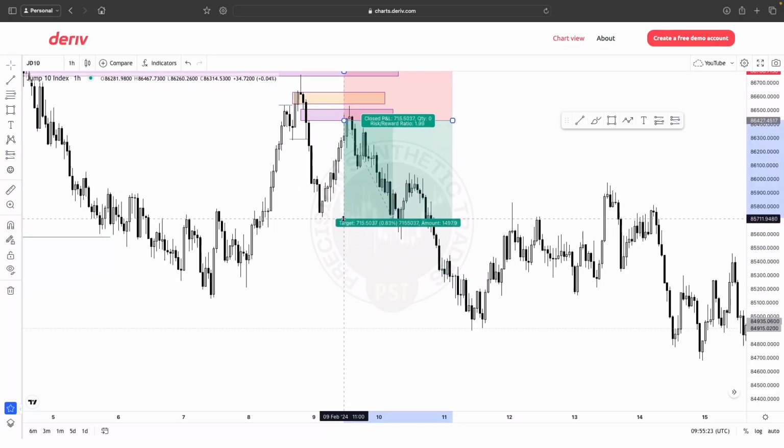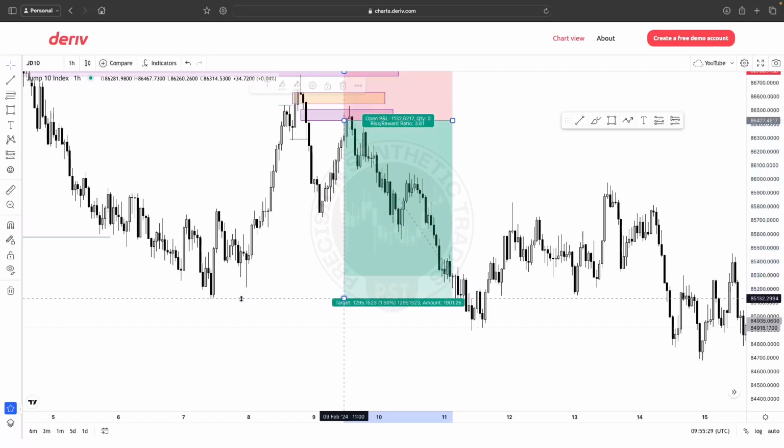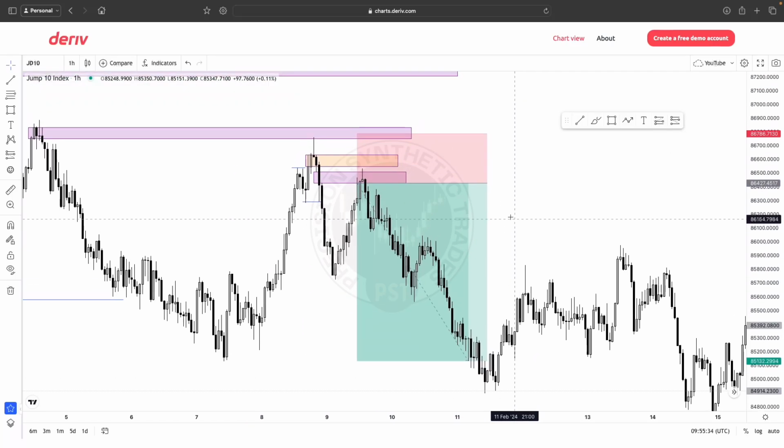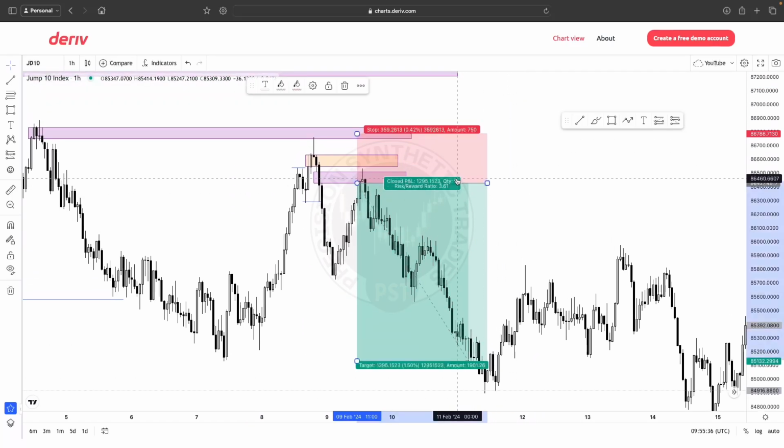And then you can either target that low there, because there's liquidity, that low there, liquidity, or you can just target the lowest low there. And as you can see in this example, price went straight into it. So that's the first one.